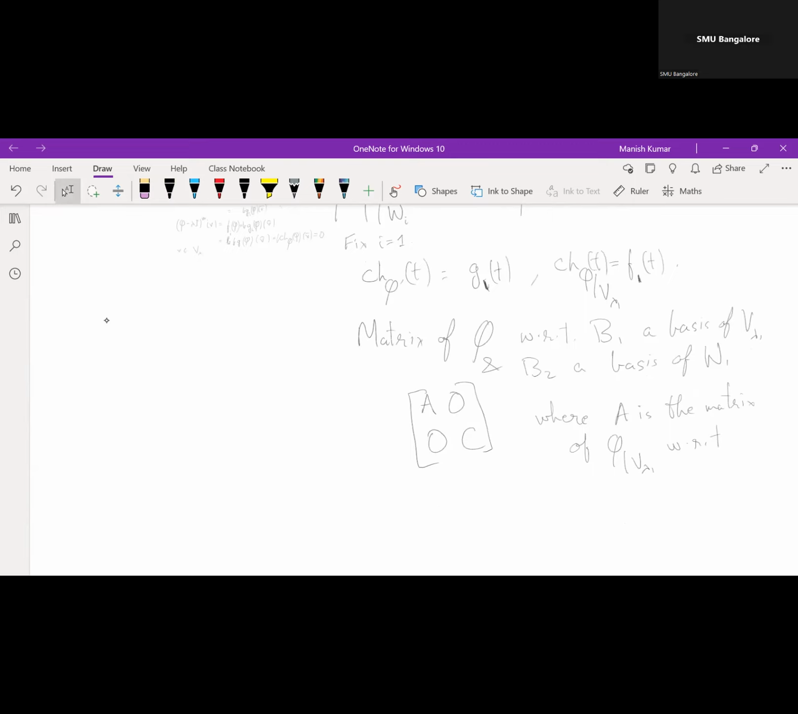Where A is the matrix of phi restricted to V lambda 1 with respect to B1.